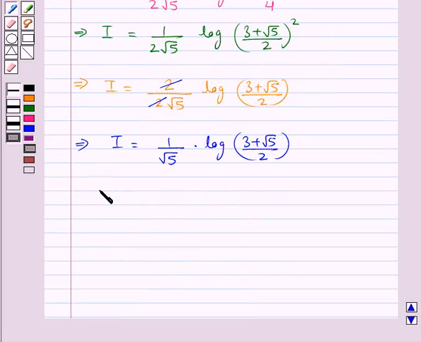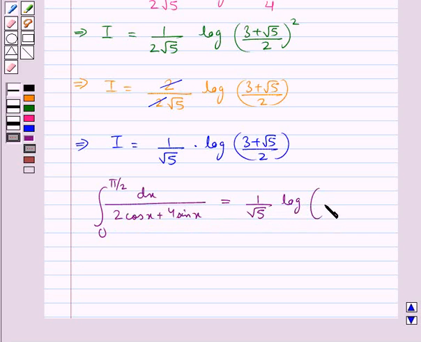So the value of the integral 0 to pi by 2 dx upon 2 cos x plus 4 sin x is equal to 1 upon root 5 into log 3 plus root 5 upon 2. So with this we complete this session. Hope you have understood the solution for this question.